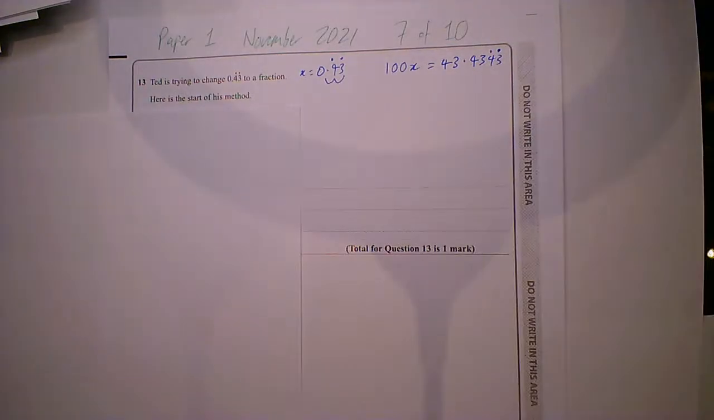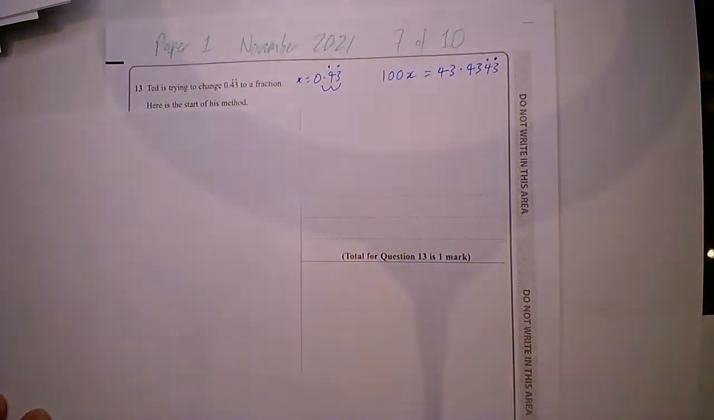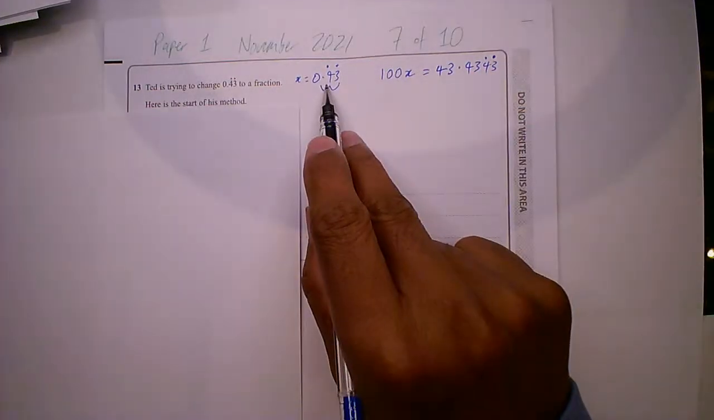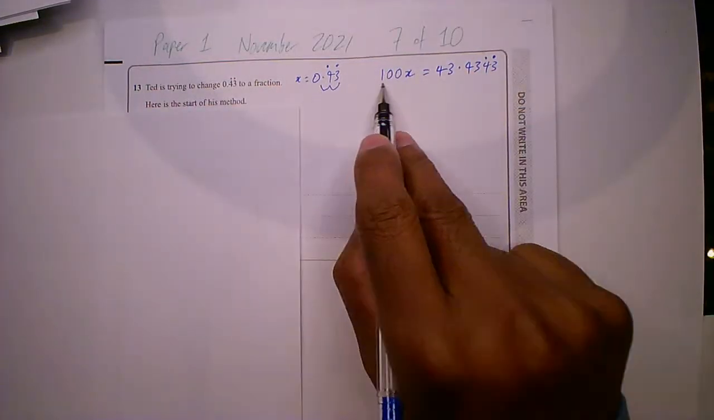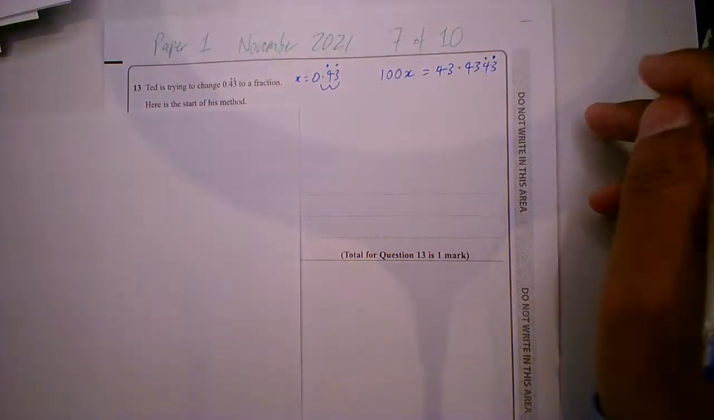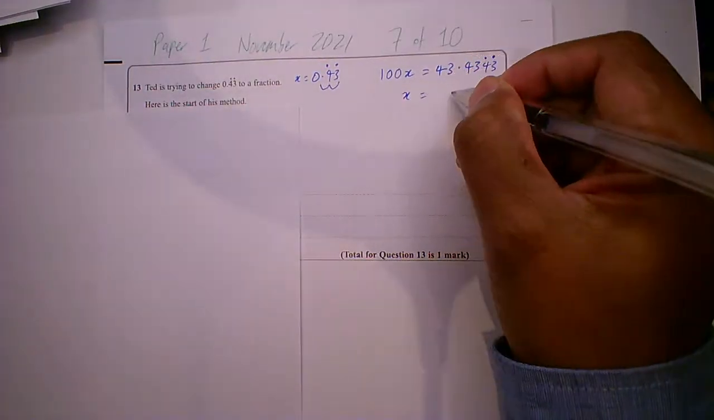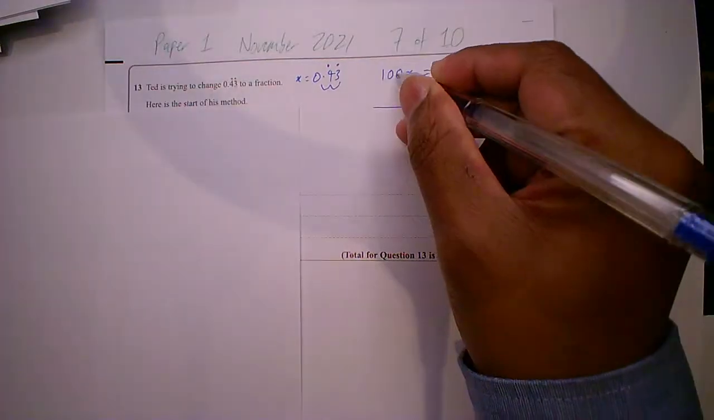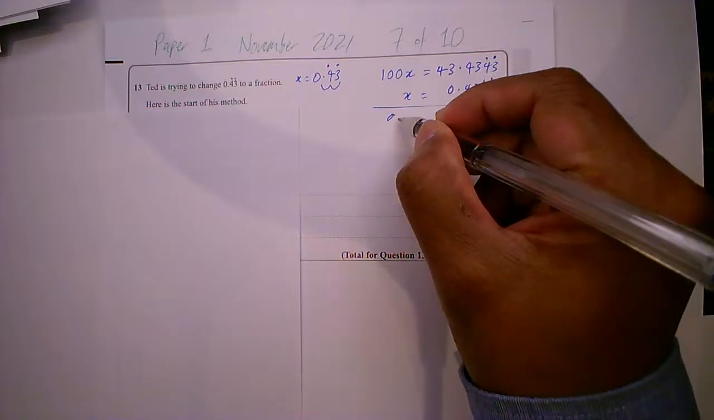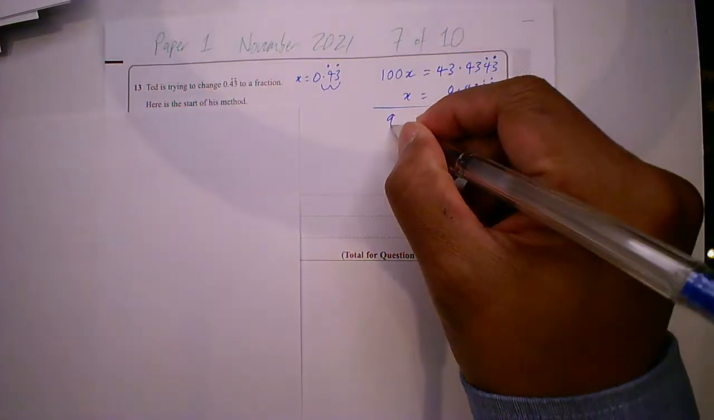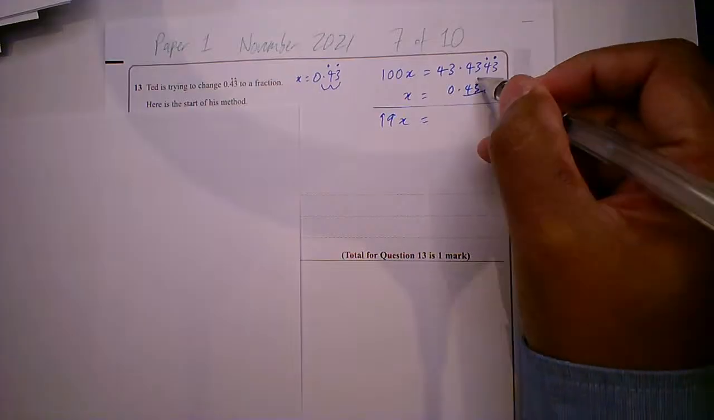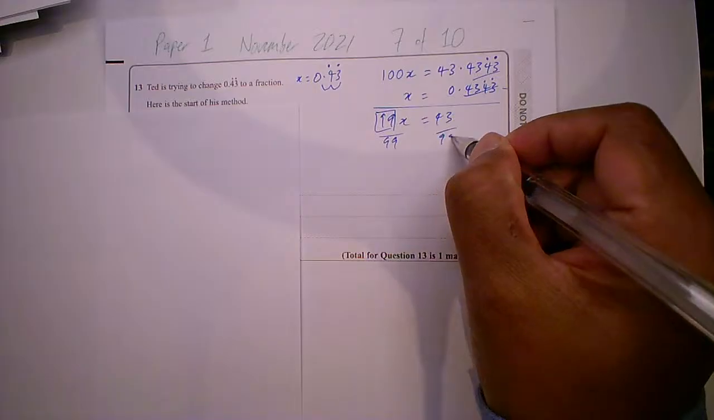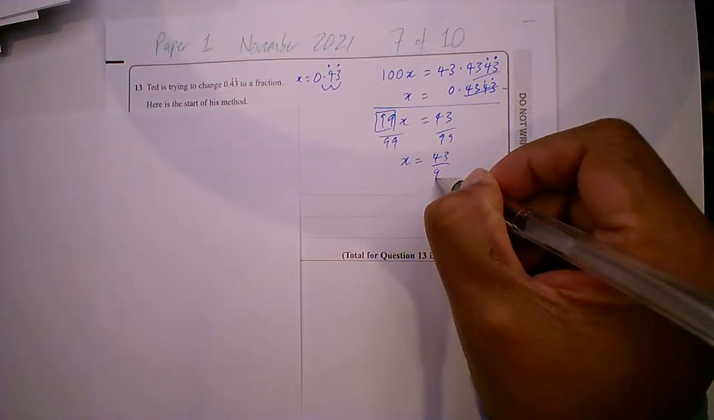Now I'm going to compare my working out with what's written there. The next step: x can just stay as it is because it's 0.4, so it's in alignment. So x equals 0.4343. Subtract them. 100x take away 1x is 99x, and these cancel. This is just 43. Divide by 99. I'm going too far, but, you know, you do it.